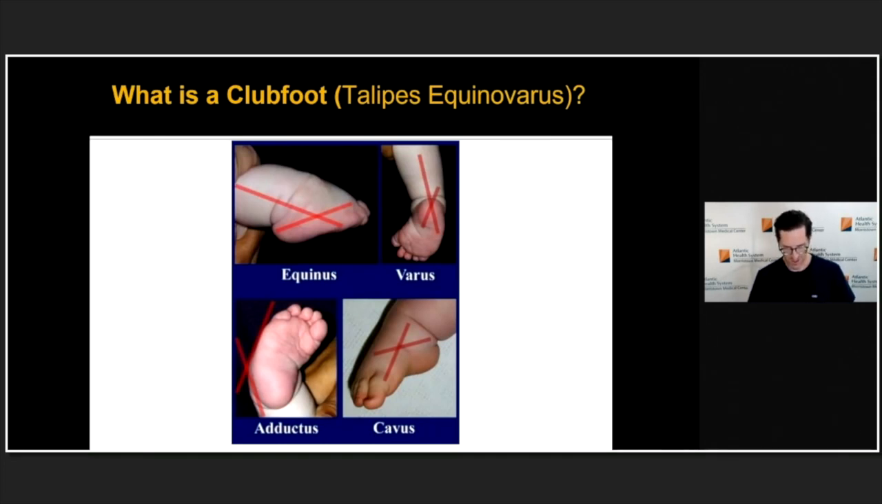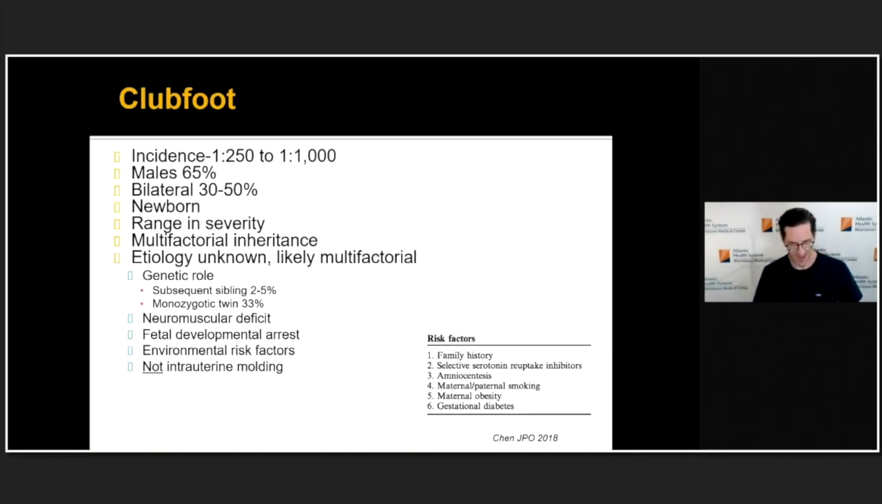And cavus, which is plantar flexion of the medial ray of the foot relative to the hindfoot. So if you are able to recognize those four deformities, then you can diagnose a club foot.